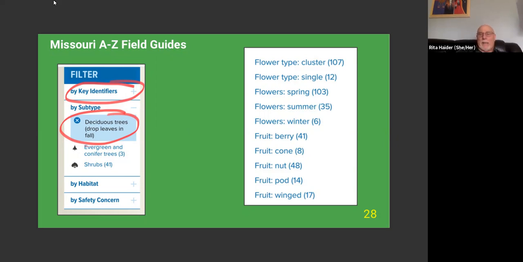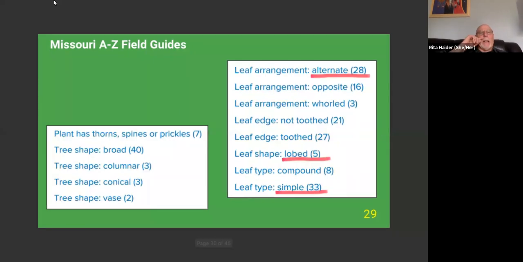Pod seeds? Does it have winged seeds? I don't know. All I have is the leaf. So also on the same page, but I show it on a separate page here, it asks me, okay, you don't know that. Does it have prickles? If it has thorns, you can click on that and it'll take you down to 7 plants, and that'll narrow the field down real quickly.